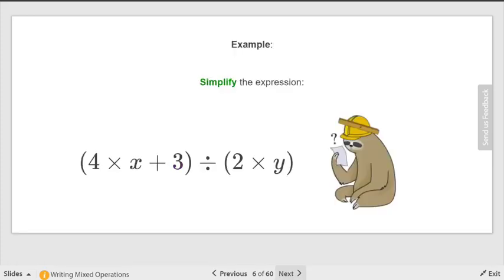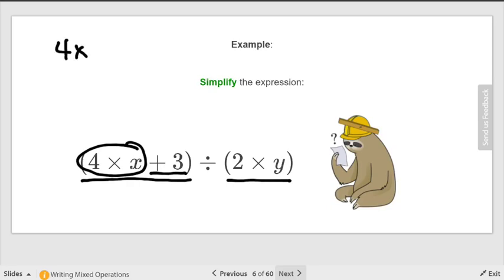So let's simplify this expression. Okay? So let's do this piece by piece. First of all, we have to deal with the brackets first, don't we? Yeah. And inside this bracket, I have some multiplication and I have some addition. Which one do I need to do first? You bet. The multiplication is 4 times x. So 4 times x just gives me 4x. Excellent. And then I have plus 3.